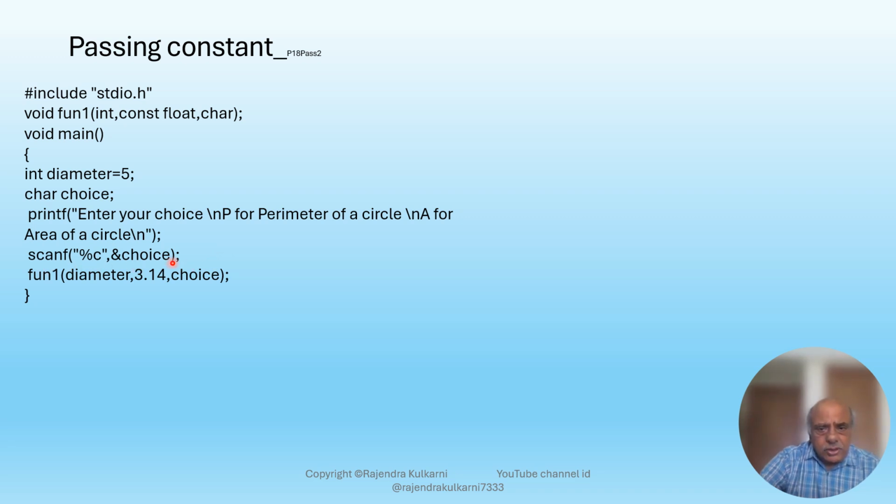Whatever choice the user is typing in through his keyboard is assigned to choice, and to fun1 we are passing two variables, diameter and choice, and a constant 3.14. This constant is the value of pi, which is required for calculation of perimeter and area of a circle.